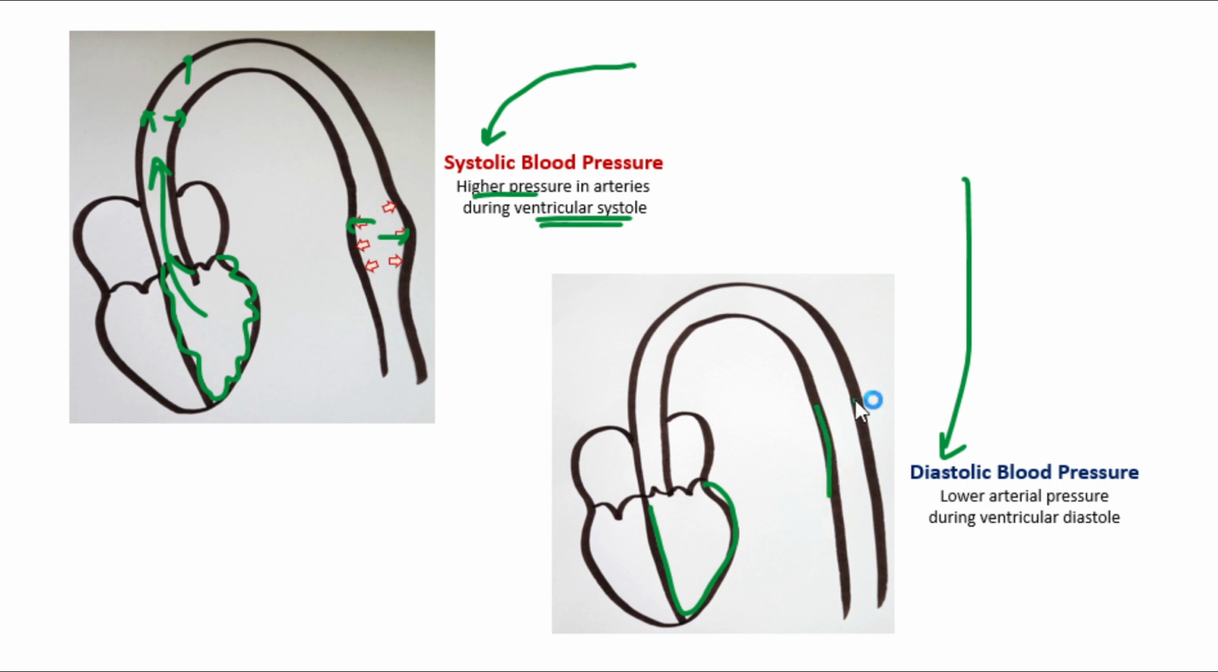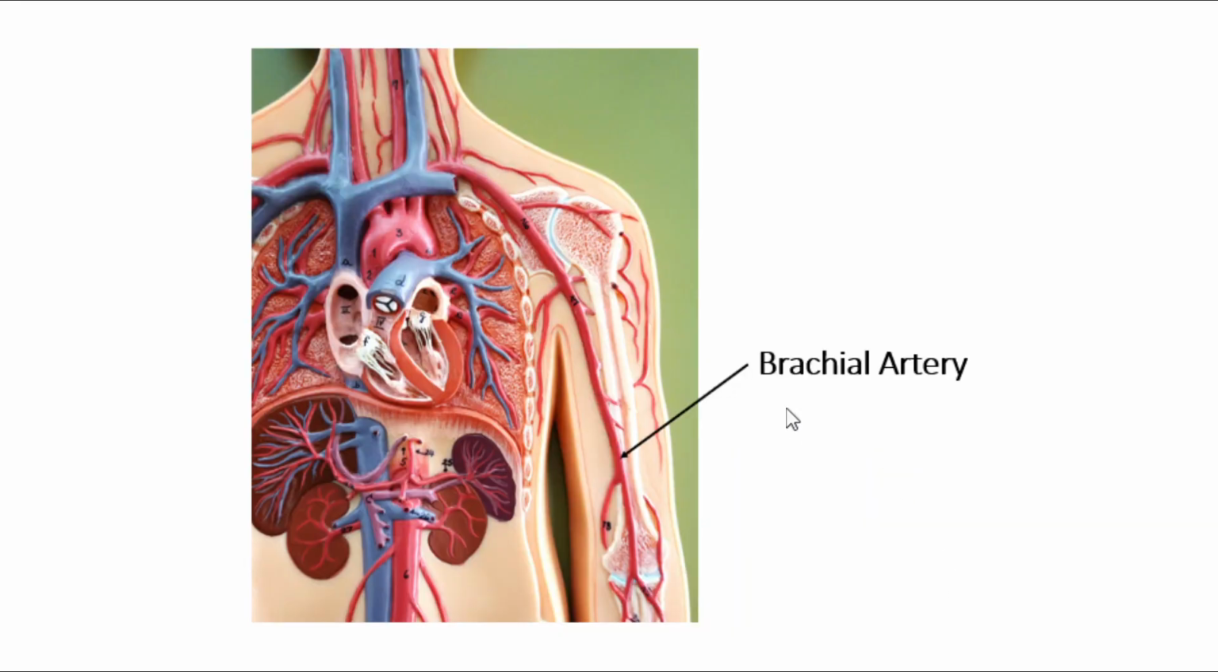When the left ventricle relaxes, meaning it no longer pushes blood into the arteries, we have a remaining pressure in the arteries. It means that blood is still pushing the wall, but this would be the lower pressure. And we refer to this lower arterial pressure as diastolic blood pressure. Let's recall that the most common artery that we use to take the blood pressure, to find out about systolic and diastolic blood pressure, would be the brachial artery.